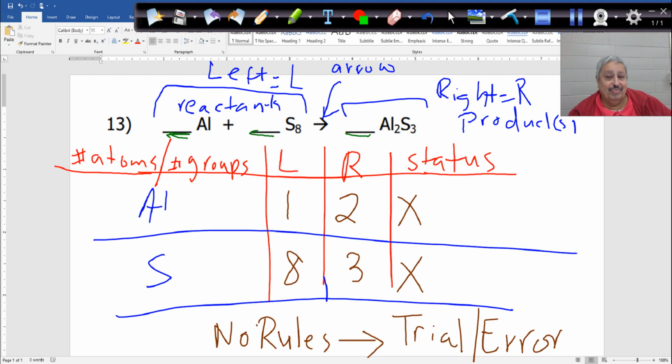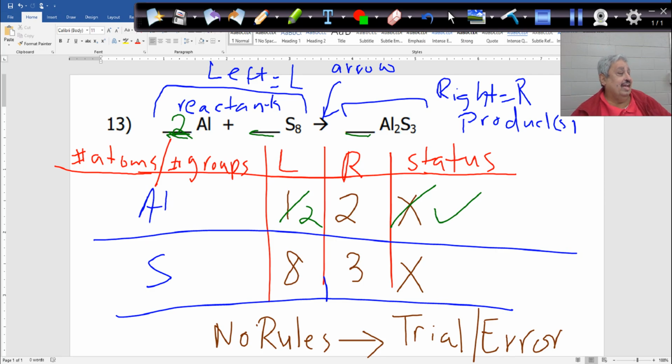So, put 2 in front of what? Aluminum, okay. Now you get aluminum straightened up. Aluminum is now 2, so aluminum is balanced. How about sulfur? 3.